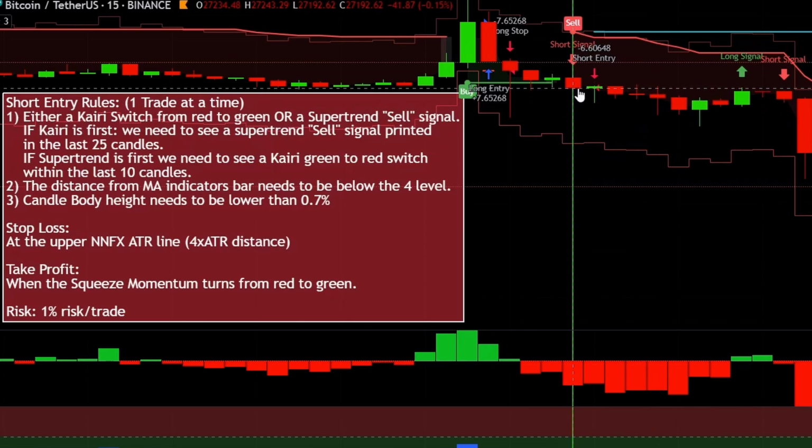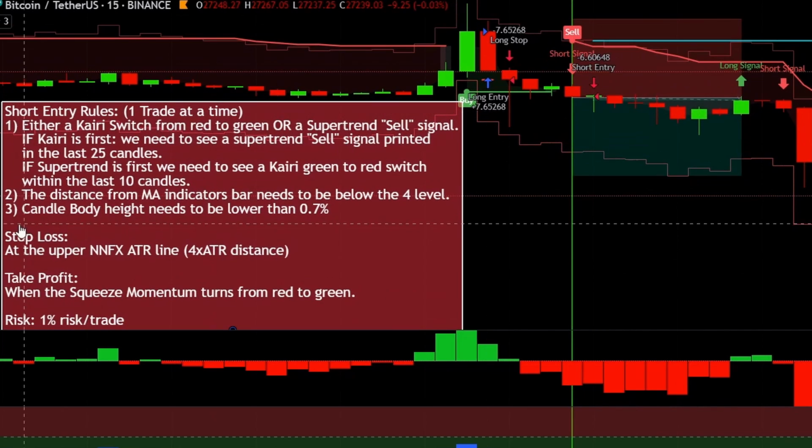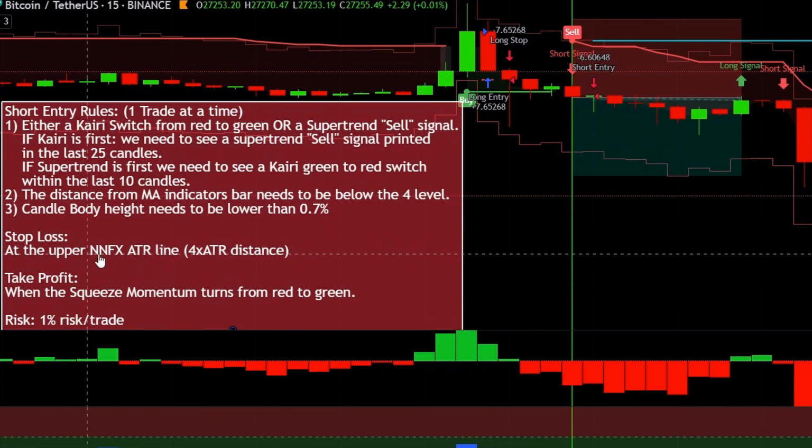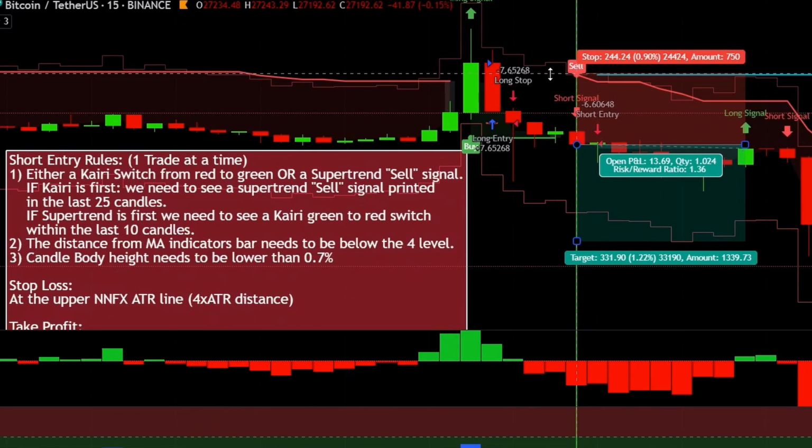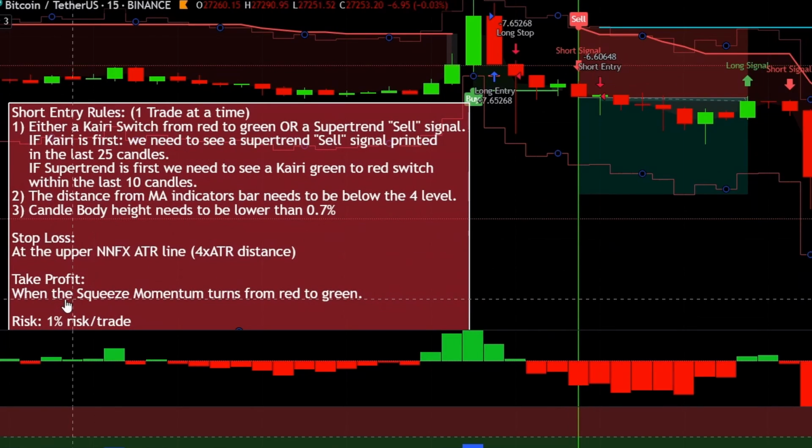We can enter at the close of the signal candle or at the open of the next candle. The stop loss will be placed at the upper NNFX ATR line, which is a 4 times ATR distance. Somewhere around here. And we will close the position when either the stop loss gets hit or when the squeeze momentum turns from red to green.